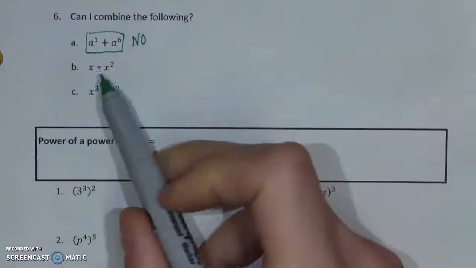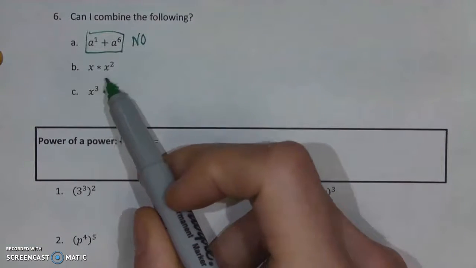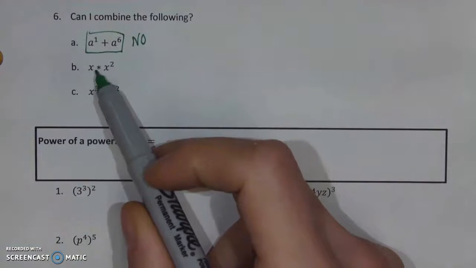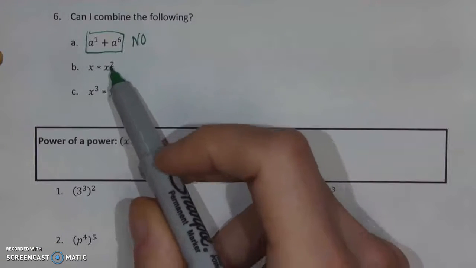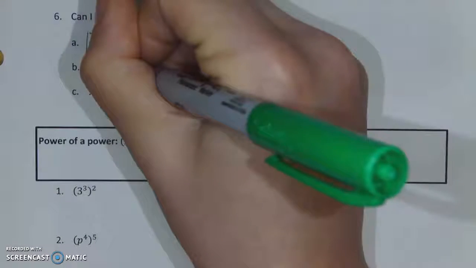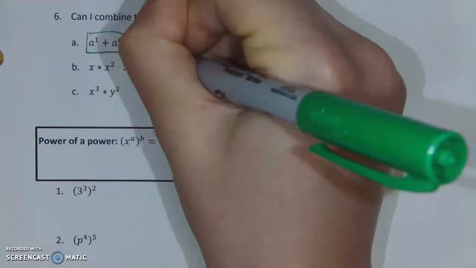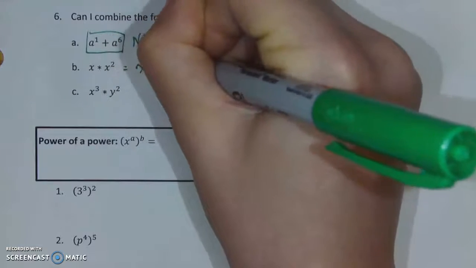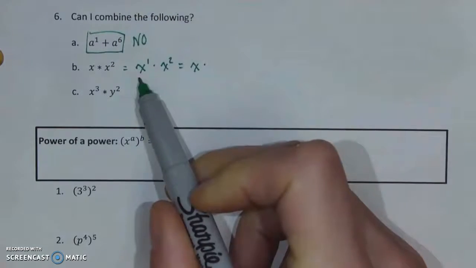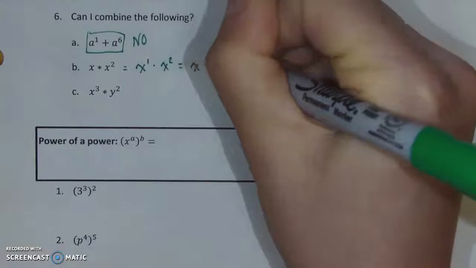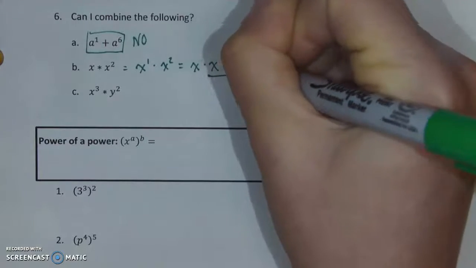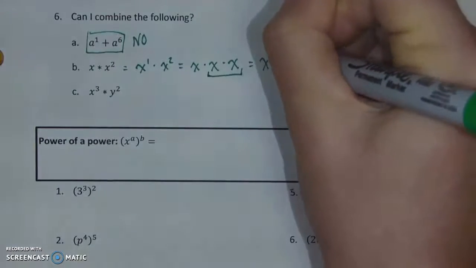For the second one, we have x times x to the second. Well, these are unlike terms, but unlike terms can be combined using multiplication, because remember, this is saying x to the first times x to the second, or x to the first one time times x squared, which is x times x. And that leaves us with x to the third.